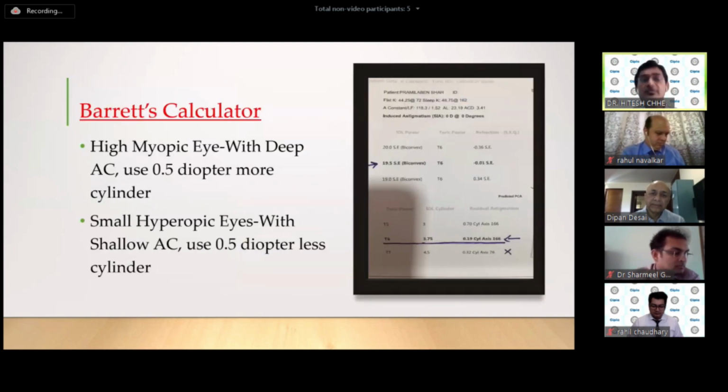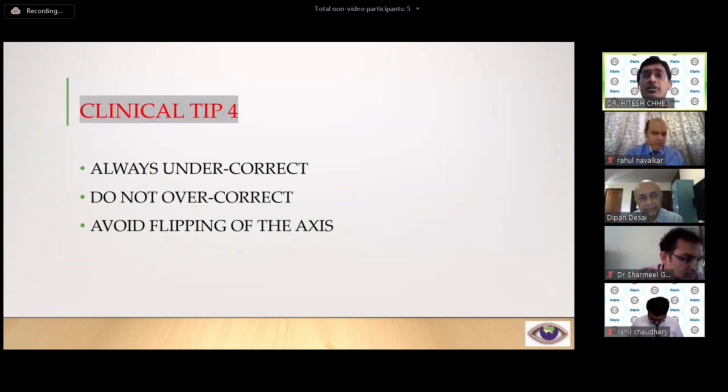Two things: in very highly myopic eyes, the anterior chamber is very deep and you have to use 0.5 diopter more cylinder. And in very small hyperopic eyes, less than 22 diopters, the AC is very shallow and you have to use 0.5 diopter less cylinder. These two extreme situations you should keep in mind. When you are correcting the cylinder, always undercorrect. Leave behind 0.5, 0.75 diopters. Do not overcorrect and avoid flipping of the axis.